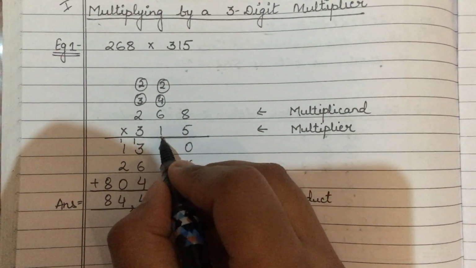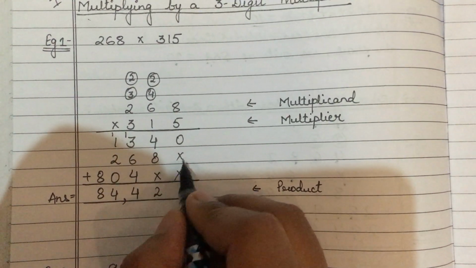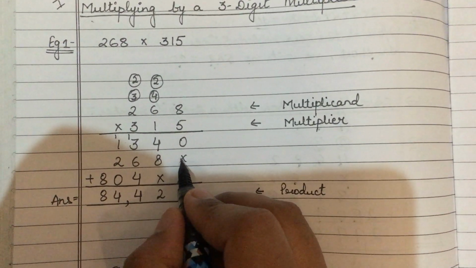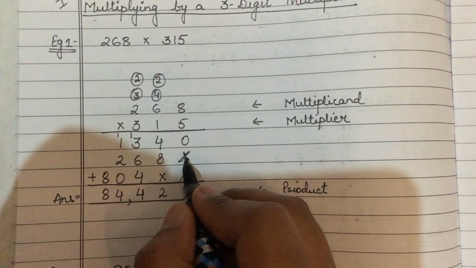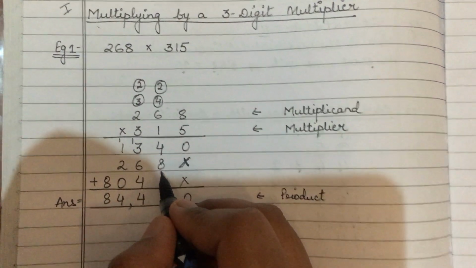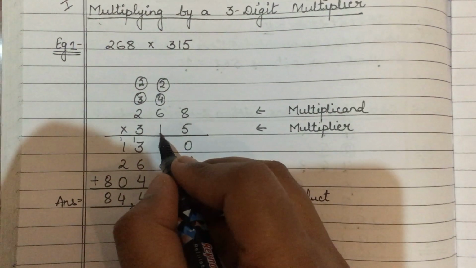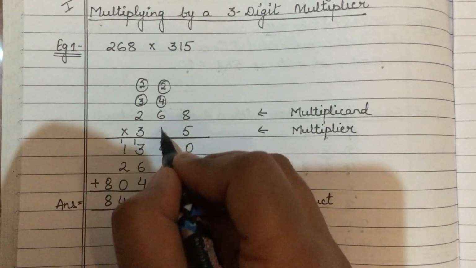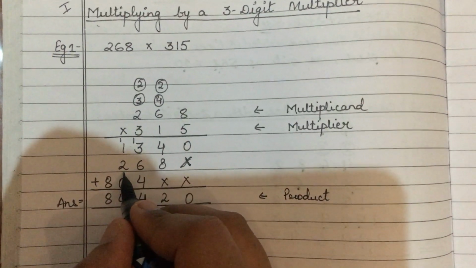Now, when we come to the tens place, we will start writing from the tens place. We will leave the ones place, so we will put a cross, or if you want, you can put a 0 also. When we start from the tens place, we also start writing the answer from the tens place itself. So, 1 eight is 8, 1 six is 6, 1 two is 2.